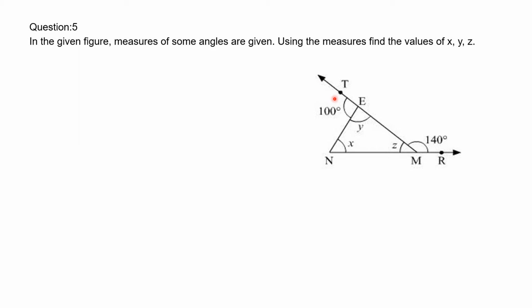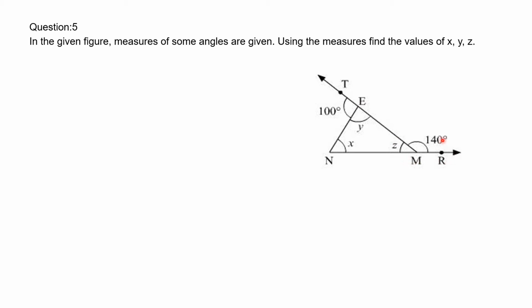Now, tell me, what is the relation between angle TEN and angle NEM? Here we see 100 degrees and y. Both angles are angles in a linear pair. So, the measure of angles in a linear pair is 180 degrees. So, measure of angle NET is 100. Then what is the measure of NEM? It is 80 degrees.